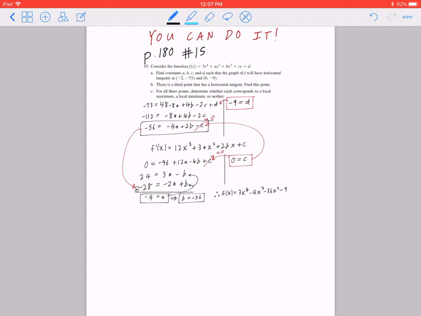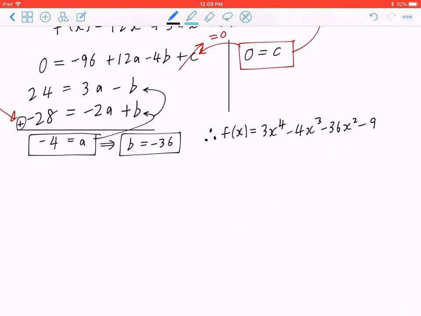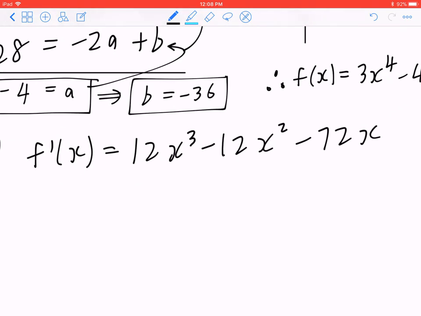So that is part A. In the second part, it says there is a third point that has a horizontal tangent. Find this point. No problem. This is how you do it. In part B, again, this time when you find a derivative, you have the exact numbers. And this will give you 12x cubed minus 12x squared minus 72x.